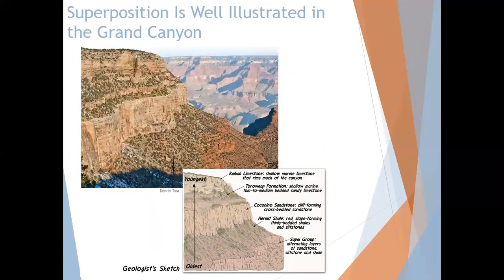At the bottom, one of the older rock groups is the Supai group. These are sandstone, siltstone, and shale. Then you have the Hermit Shale, the Coconino Sandstone, Toroweap Formation, and the Kaibab Limestone being at the top. These are formed during different time periods, they're formed through different processes, but when you look at them, you can also hopefully see the idea of lateral continuity here. Even though they've been cut through by a river and a canyon's been formed, where we see Coconino Sandstone on one side and on another side, it's still part of the same original layer from the same time period.